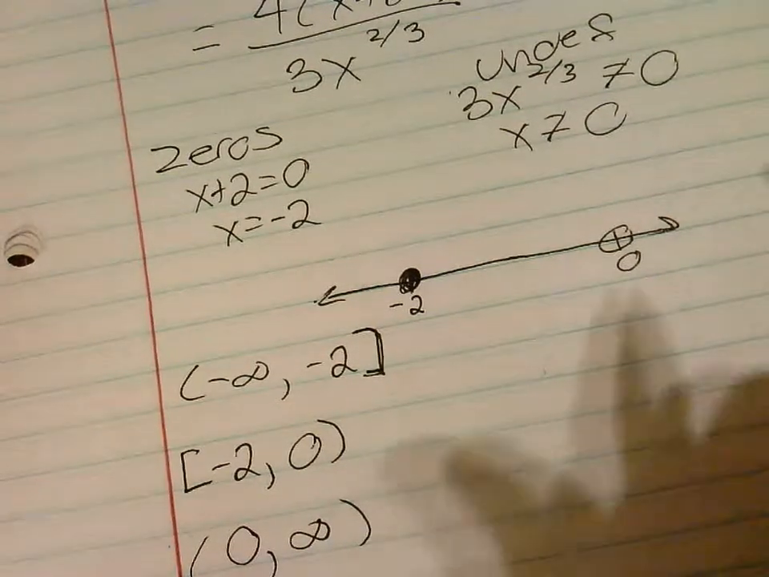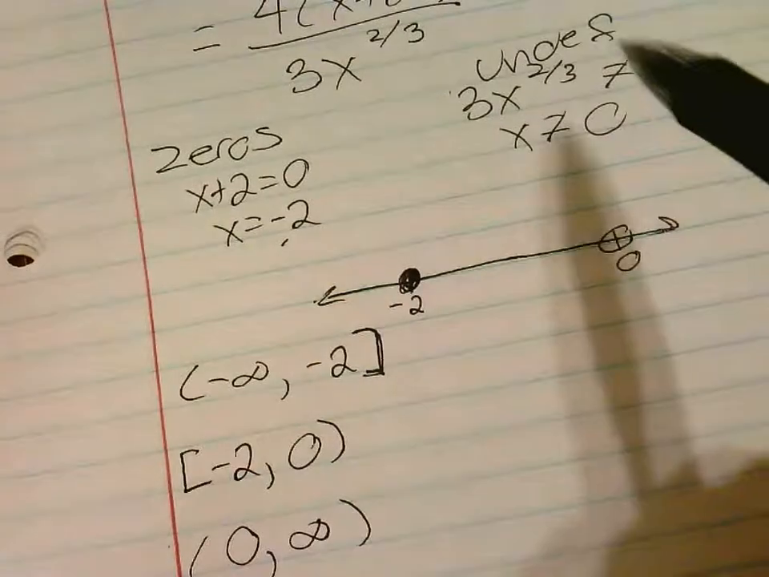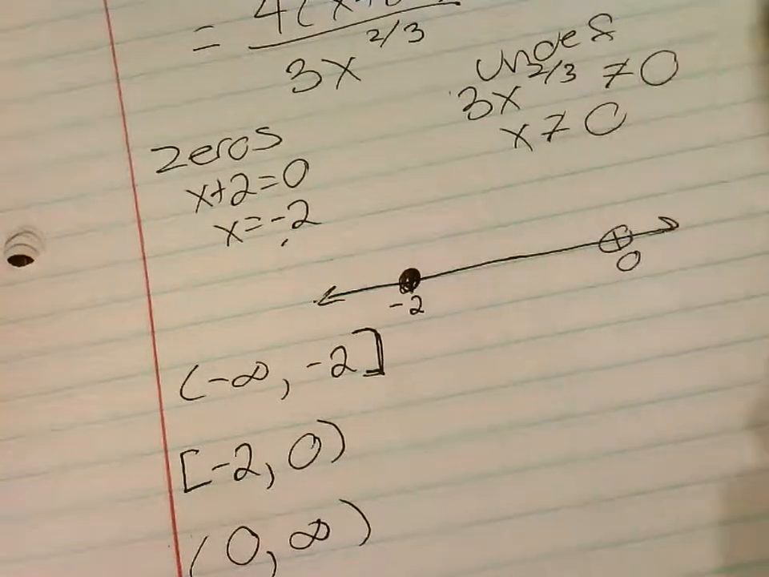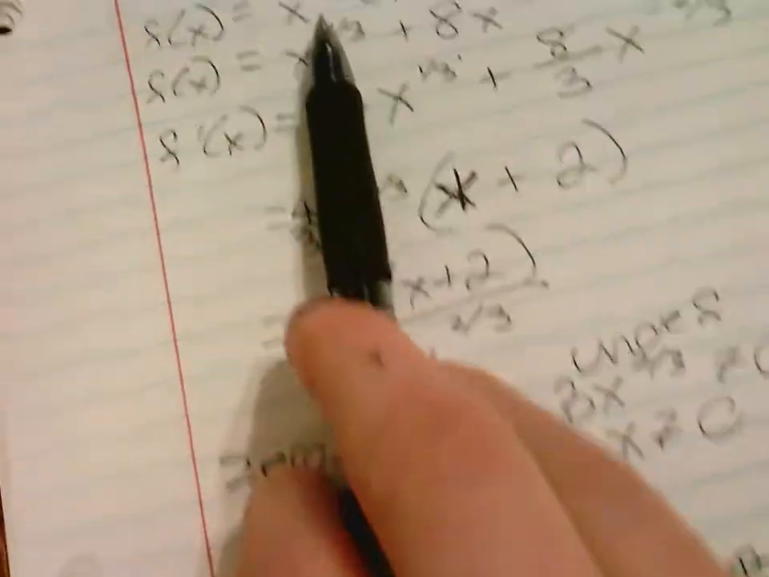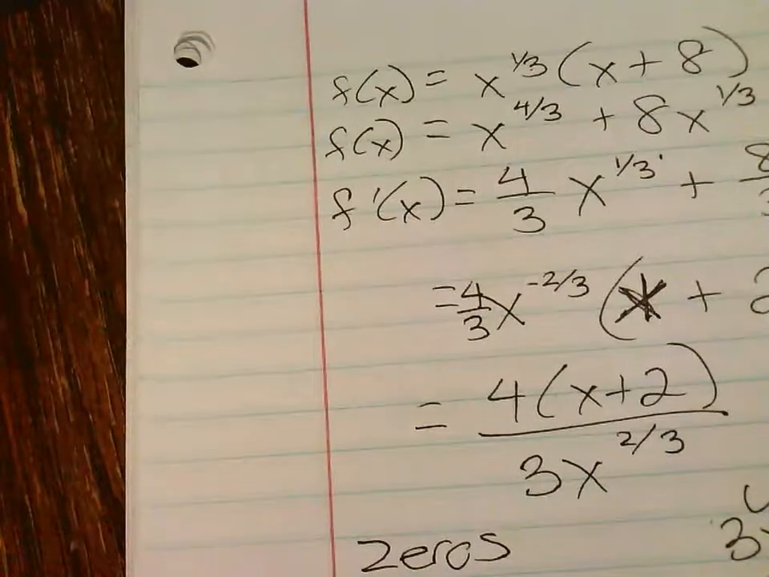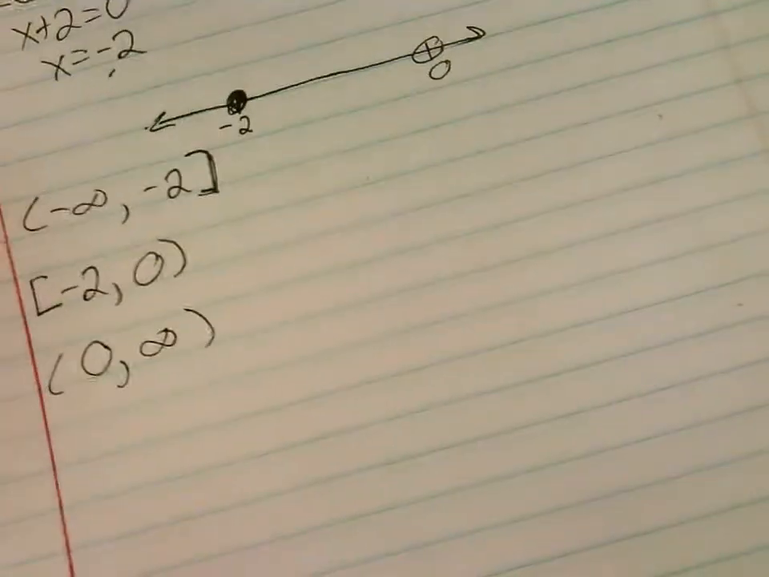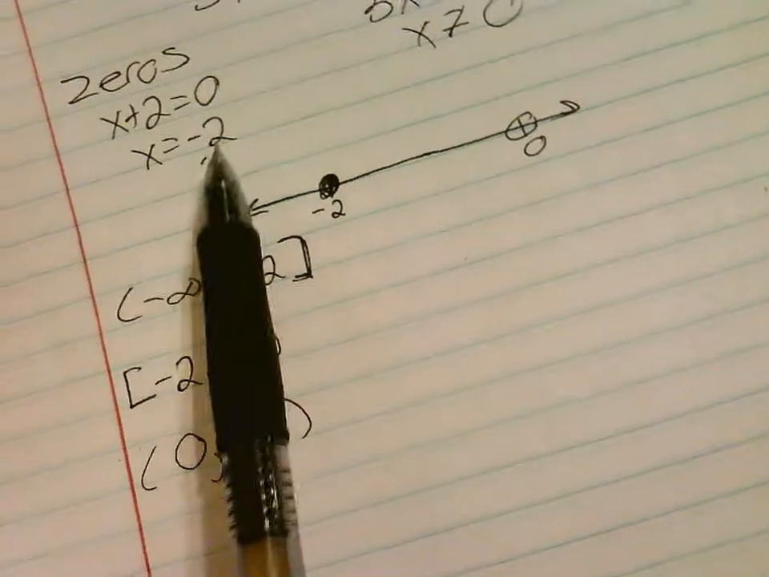Okay, so your critical points are both -2 and 0. And these are also your stationary points. Well, there's one, never mind. You're not going to have a stationary point at 0 because of this 1/3. It's going to cusp, probably. Okay, so you just have a stationary point at -2.